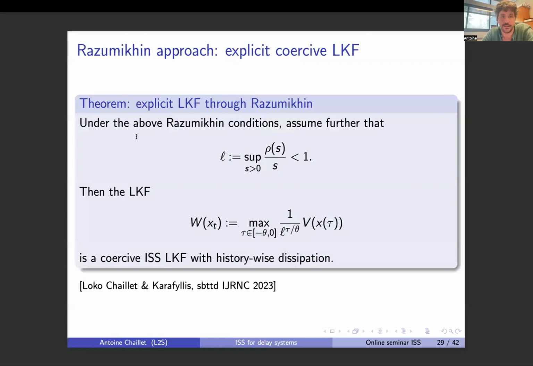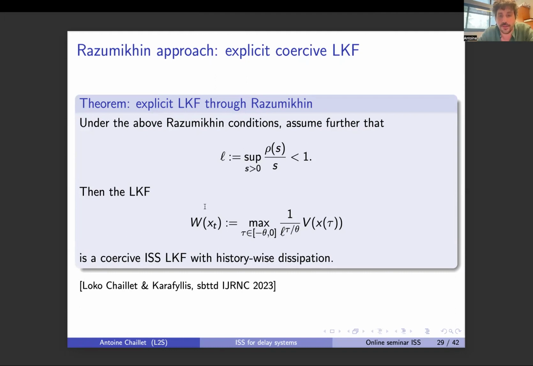Let me be more precise. I assume that I have the above Razumikhin condition, and I assume slightly more. In the above result, I required that rho of s was smaller than s everywhere. Here I require that the sup of rho of s over s is smaller than 1. So I cannot stick to 1 for s. I need some distance with respect to s. But okay, I think the difference is moderate.